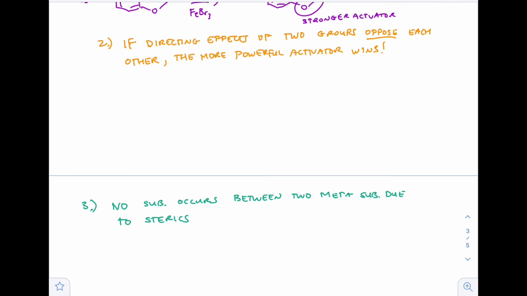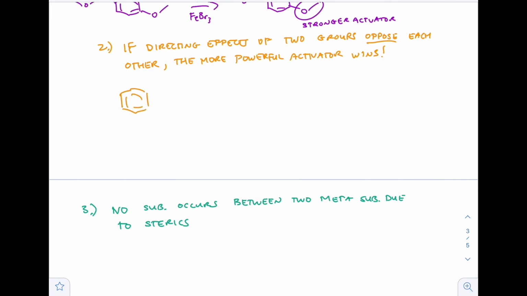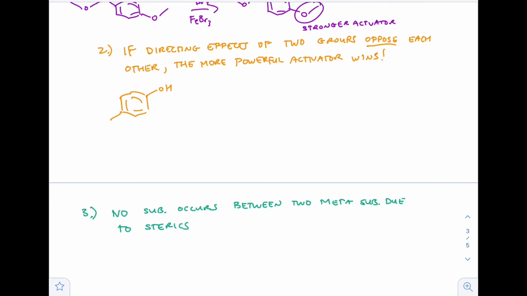another. Okay, now this kind of works for two scenarios. Either they're both donating, or one's electron withdrawing and one's donating. So in the case of both donating, we go with the stronger activator. So the phenol, the OH, is the stronger activator compared to the methyl group, and the positions that they want to put them at are different, right? So we're just gonna go with the stronger activator OH and put it at the ortho position with respect to the OH.